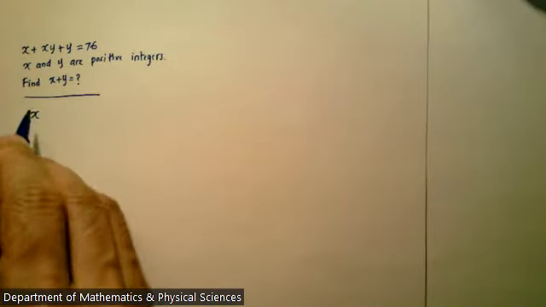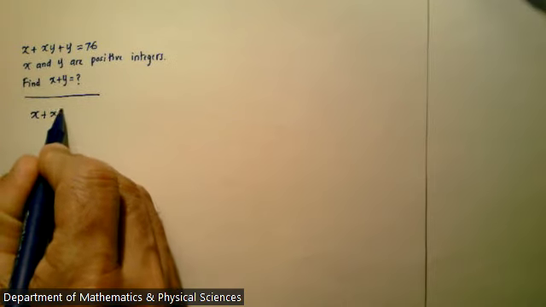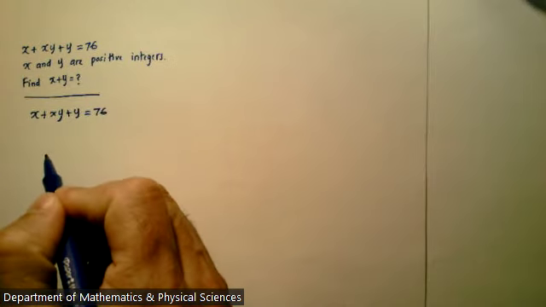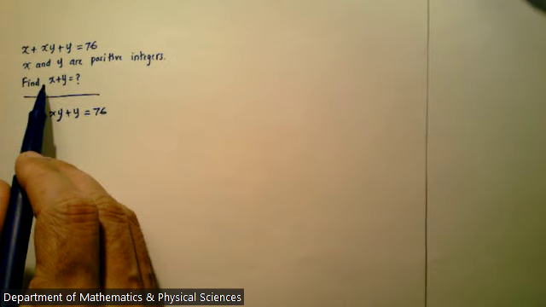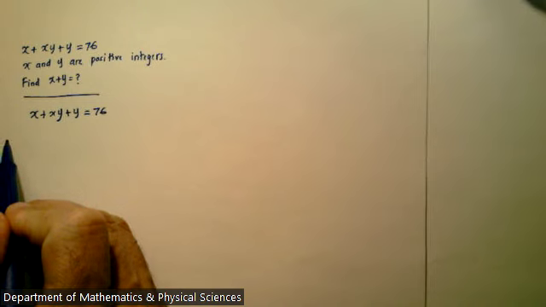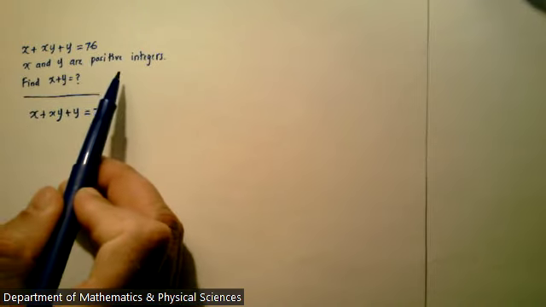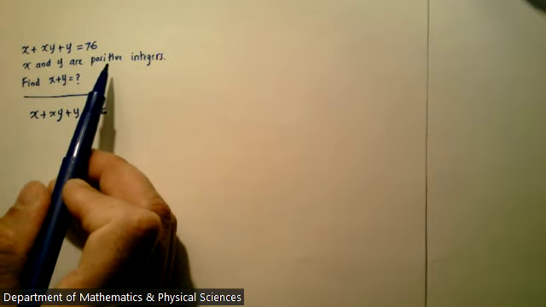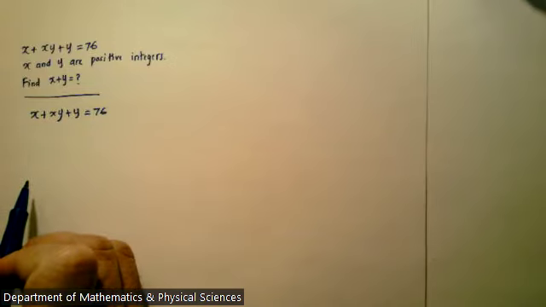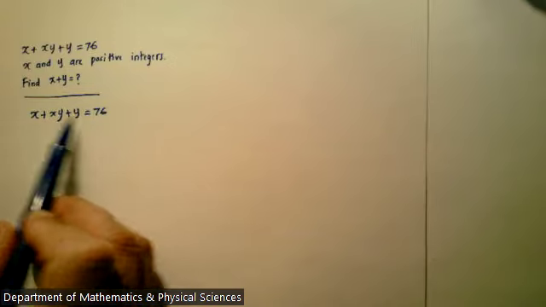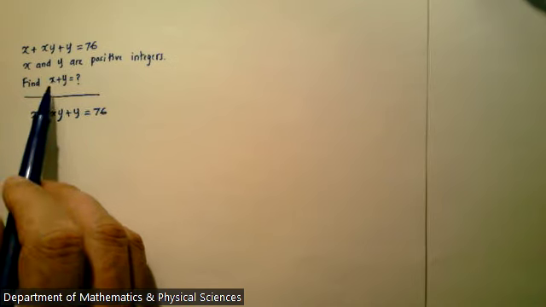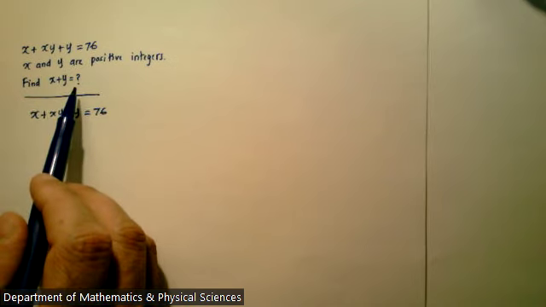We have x plus x times y plus y is equal to 76 given. What we need is to find x plus y is equal to what? It is given that x and y are positive integers. We may need that in finding what x plus y is equal to later on. We have only one equation and two variables in it, x and y. So how to find what x plus y is equal to?